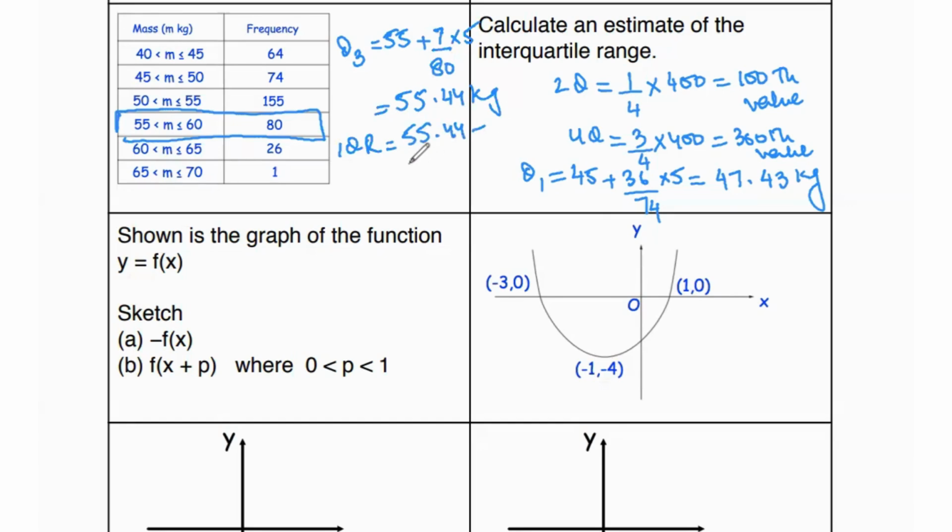So now the interquartile range is the difference of these two values. 55.44 minus 47.43 equals 8.01 kg. That's the estimate for the interquartile range.